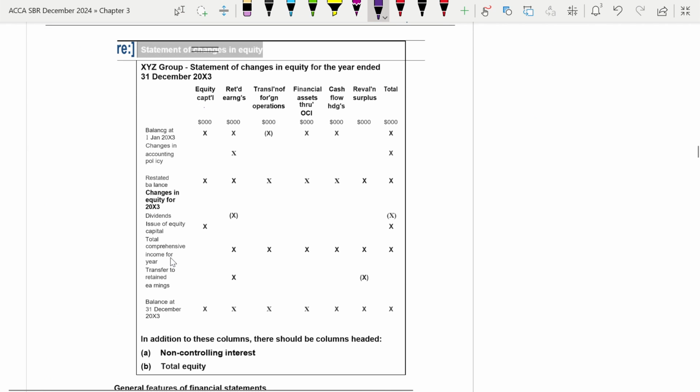See, we have capital, retained earnings, translation of foreign operations, financial assets through OCI, any cash flow hedges, revaluation surplus, and the total. This is the opening balance, and this is the closing balance. Any dividends, issue of equity shares, TCI, transfer to retained earnings. This is the thing. Again, we are doing this for the first time, and this much in detail.